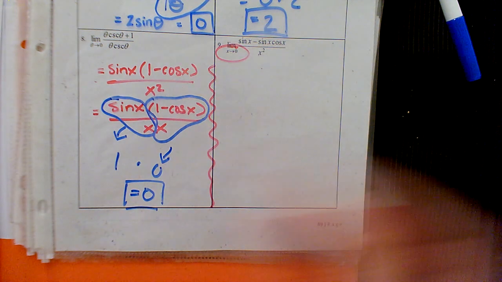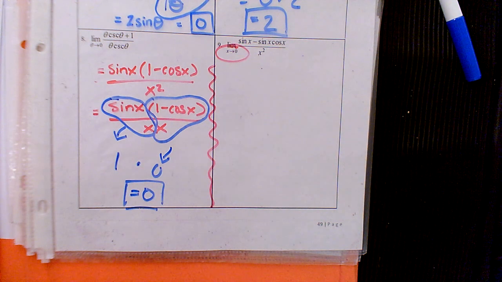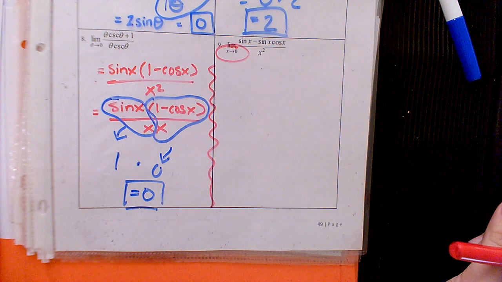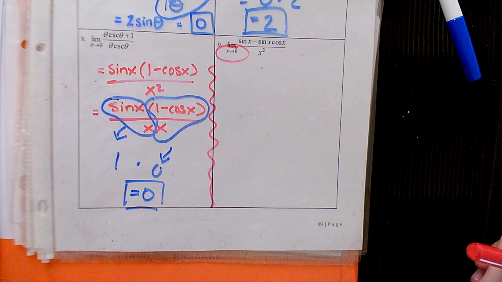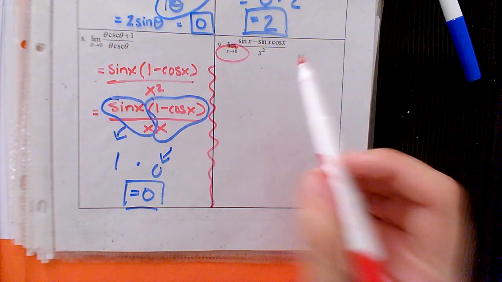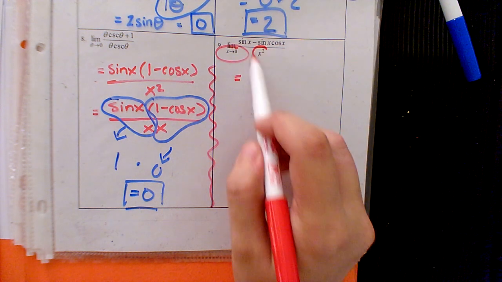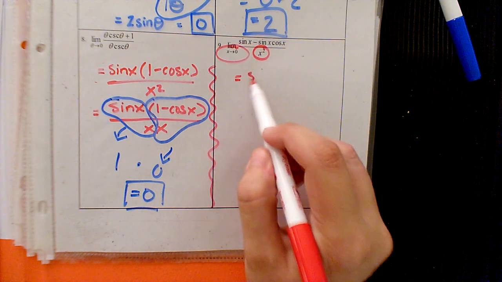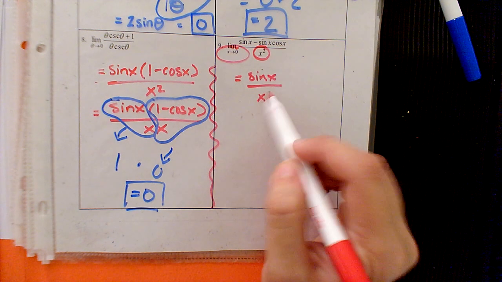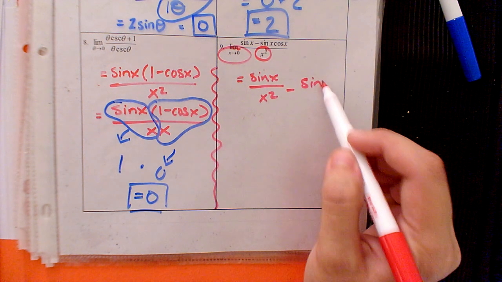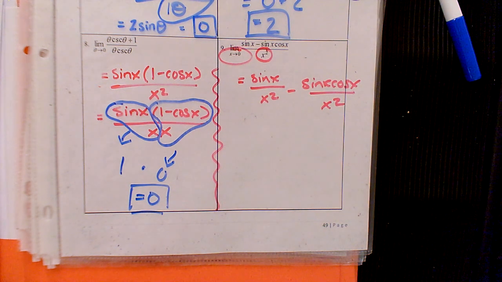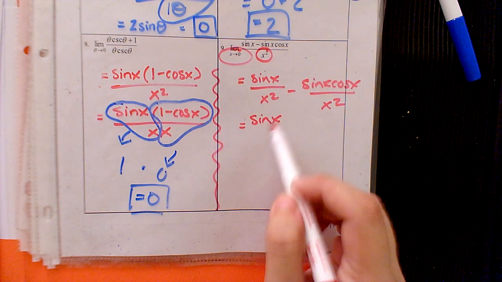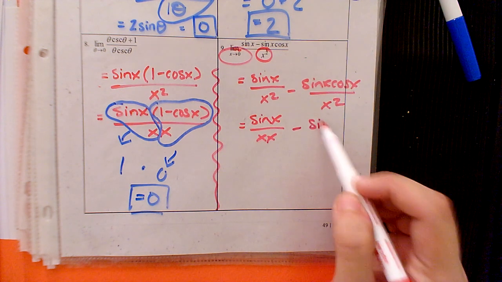Did someone try something different? Maybe you didn't see the factor of sine? I tried to break it up. You broke it up. Okay, notice how you're dividing by one thing, right? So you could break up the fraction: sine x over x squared minus sine x cosine x over x squared. Now, x squared, you can think about it as x times x.